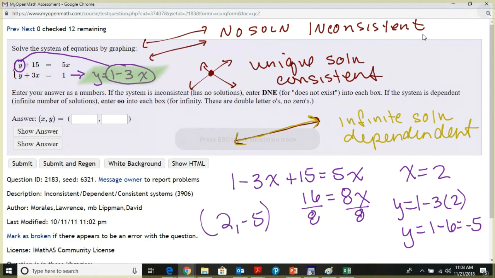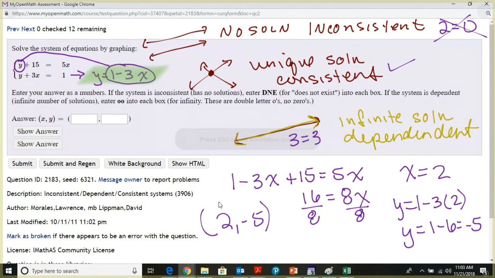Now, if you hadn't gotten a unique solution, if there's no solution, you try to solve and you'll end up with something like 2 equals 0, which is not true, okay? So then you would have no solution. We just did a unique solution. For an infinite number of solutions, as you started to solve, you'd get something like 3 equals 3, which is always true. So that means there's an infinite number of solutions. But for this one, we're just going to do 2, negative 5.